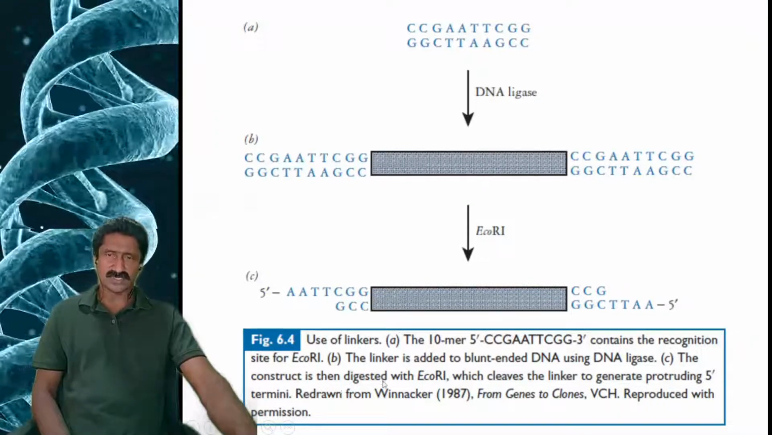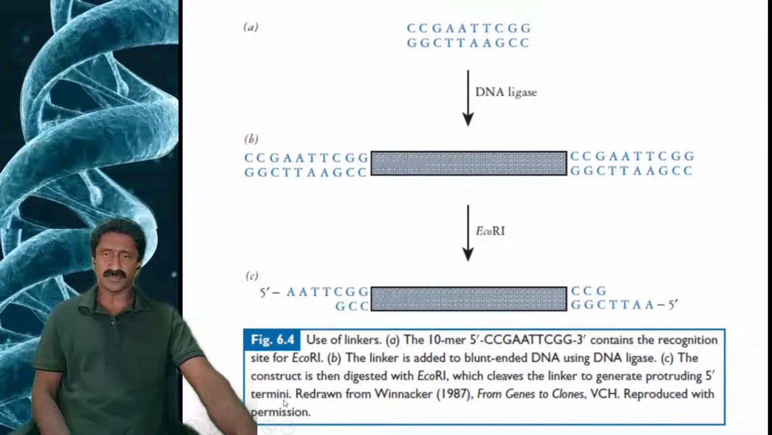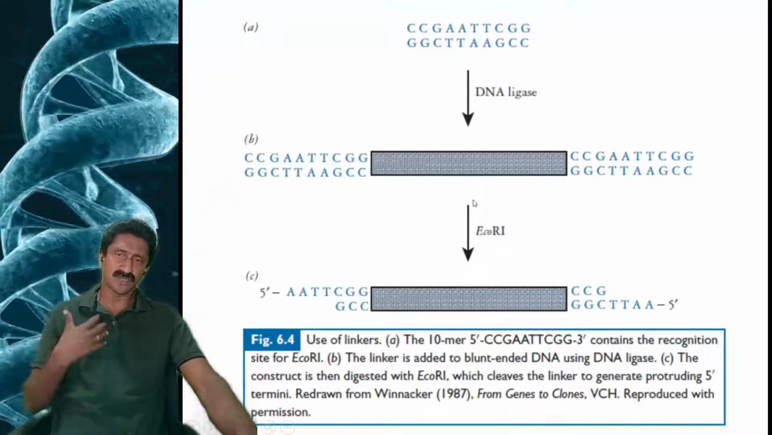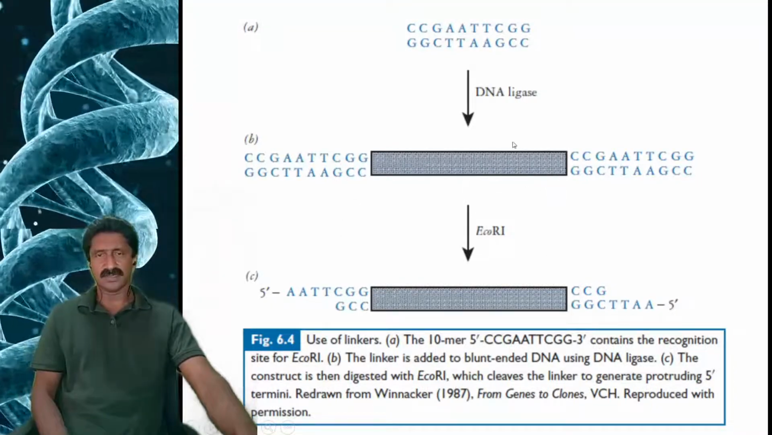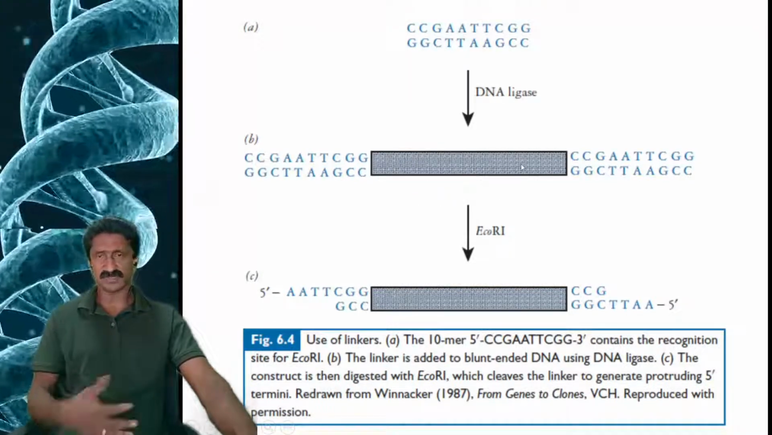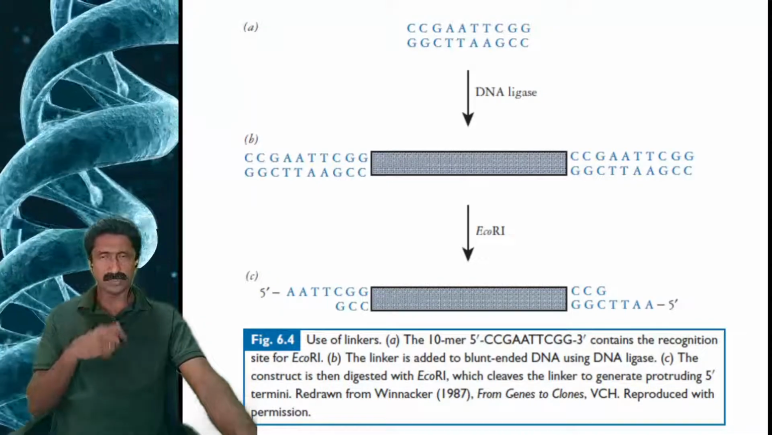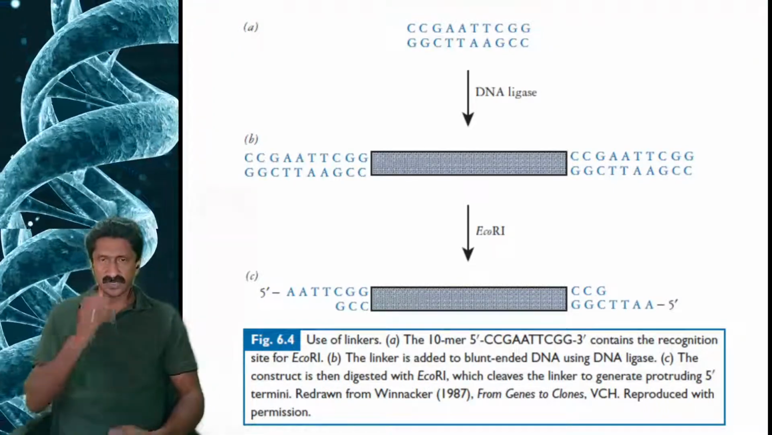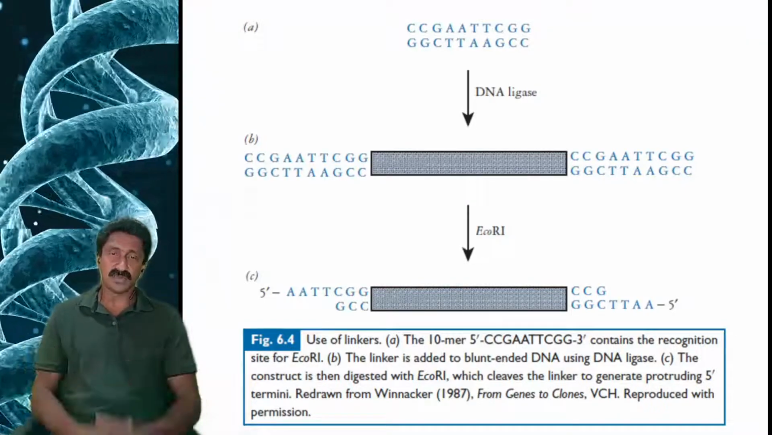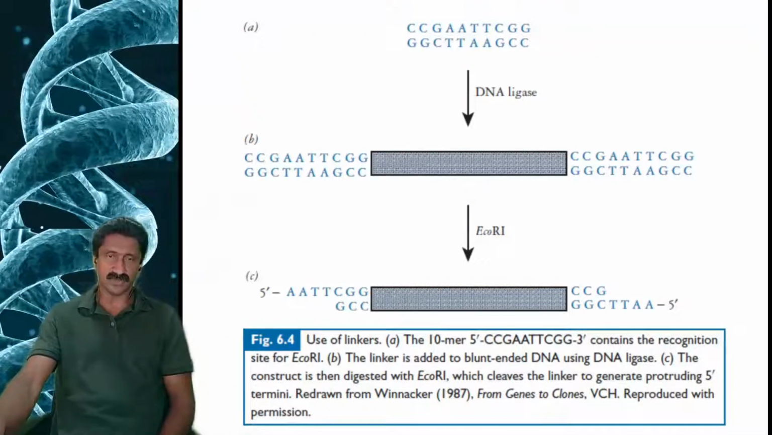The construct is then digested with EcoRI, which cleaves the linker and generates protruding 5' termini. So this is one of the methods of addition of the linker molecules, which is attached to the gene of interest or any fragment. This may be a vector, or any blunt DNA that you want to clone to an EcoRI site. Once these linkers are attached to the blunt DNA, it can be easily joined with other EcoRI DNA fragments.